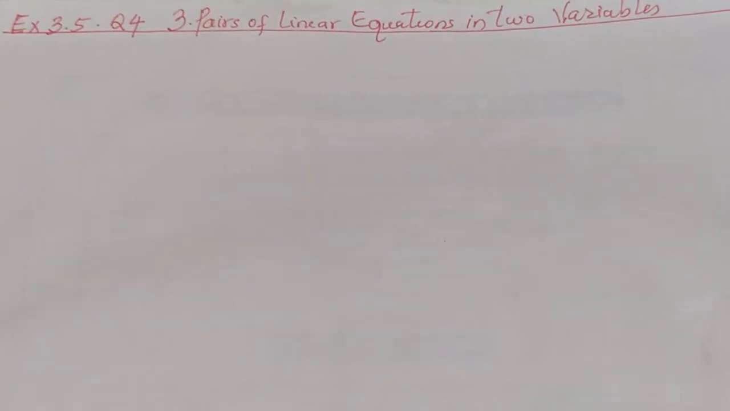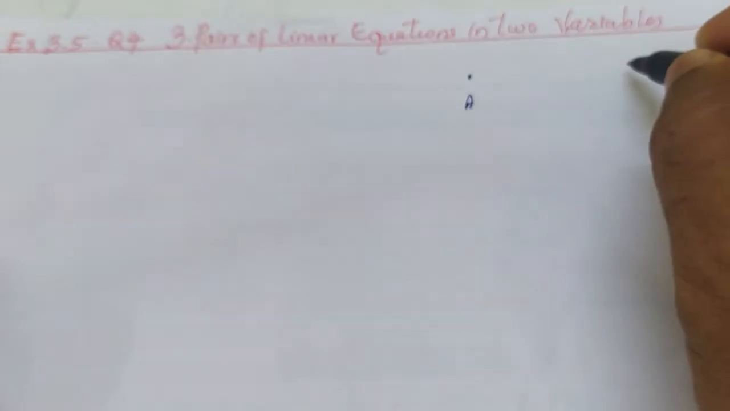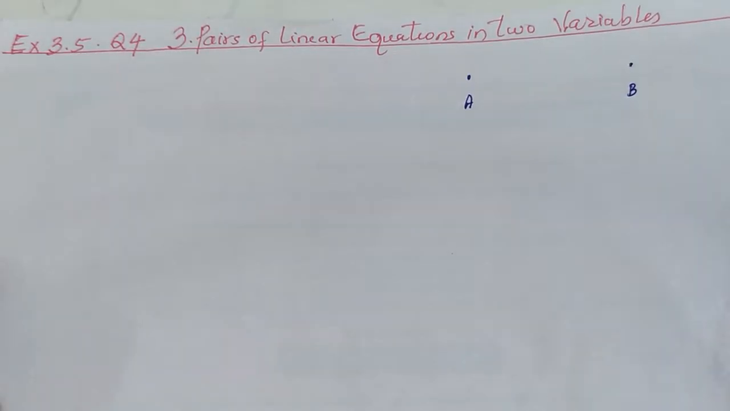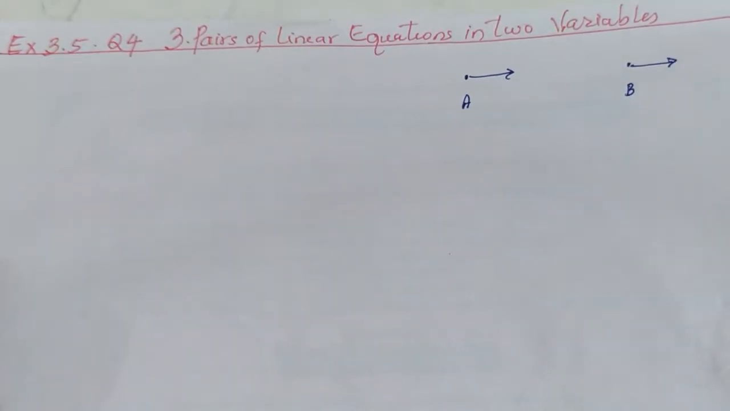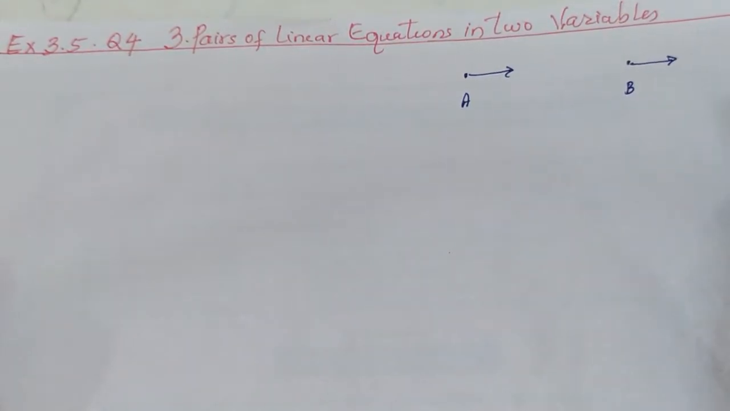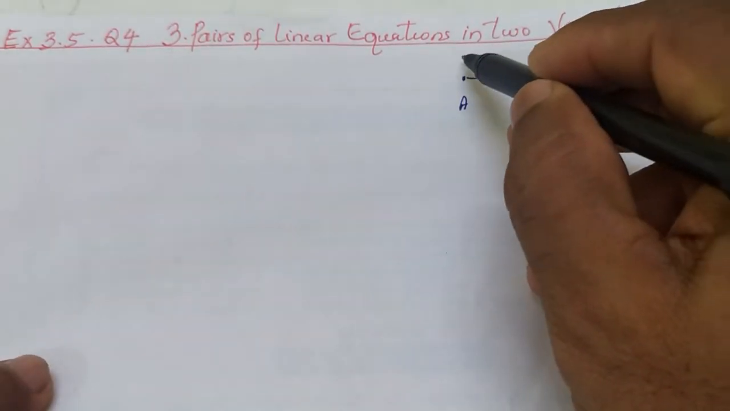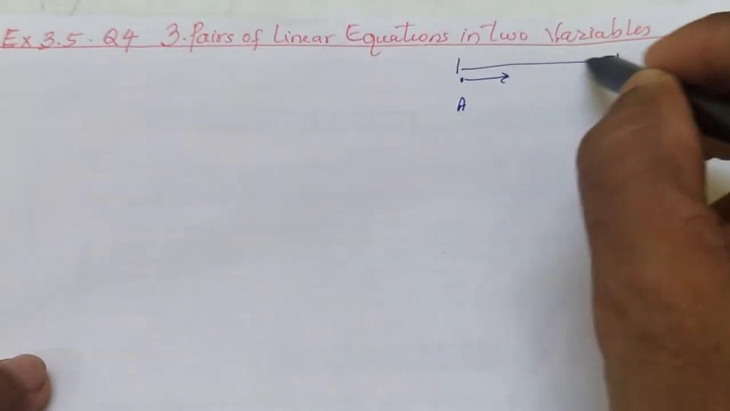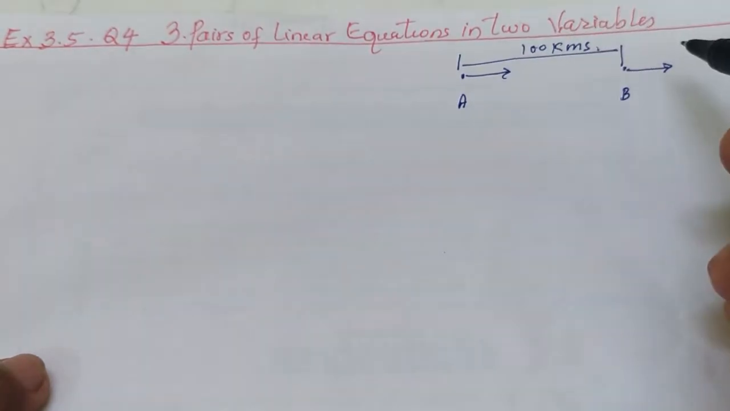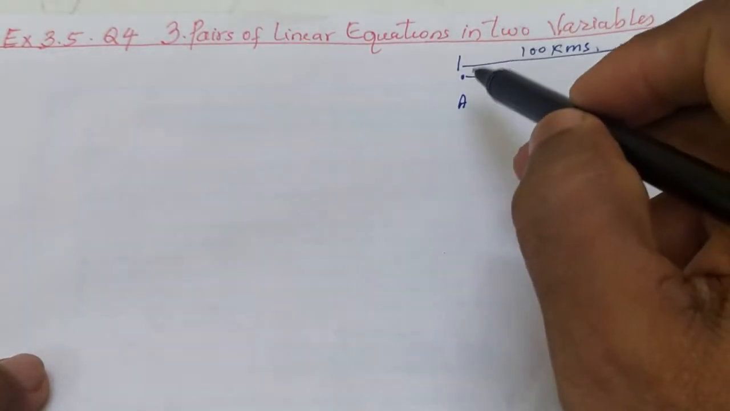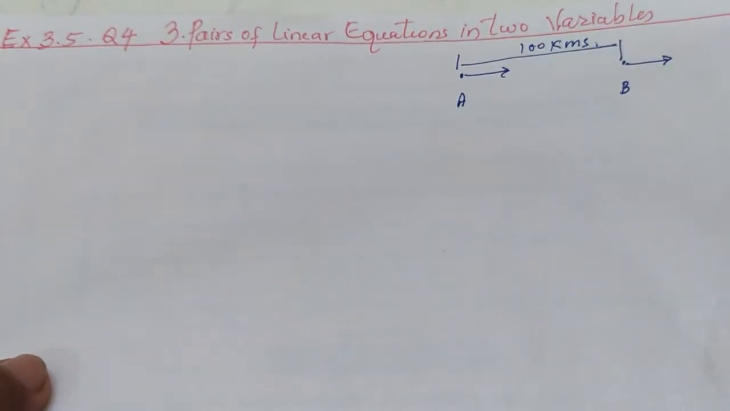So, let us start with the problem. There are two cars, say one at a point A and one at a point B, and they are traveling in the same direction. Say we take it in this direction, and both the cars are traveling in the same direction. Now the distance between these two cars is 100 kilometers. Now they are saying both are traveling in the same direction with different speeds. One may be fast, one may be slow.